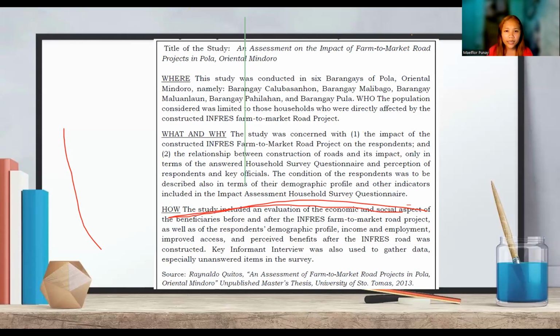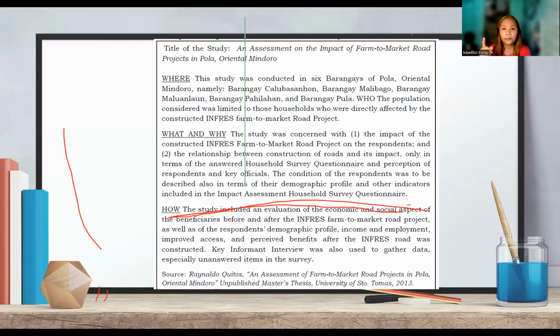Then the what and why the study was concerned. So first is the impact of the constructed Infres Farm to Road project on the respondents. And the second is the relationship between the construction of roads and its impact only in terms of the answered household survey questionnaire and perception of respondents and key officials. So the condition of the respondents was to be described also in terms of their demographic profile and other indicators included in the impact assessment household survey questionnaire.